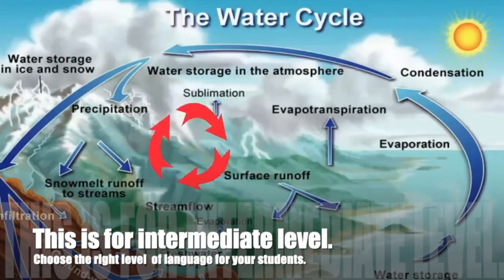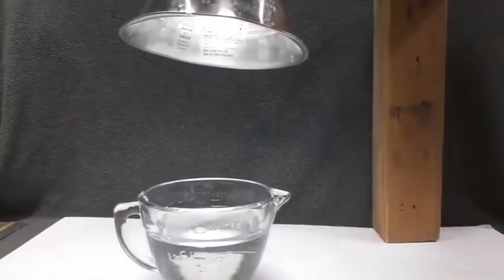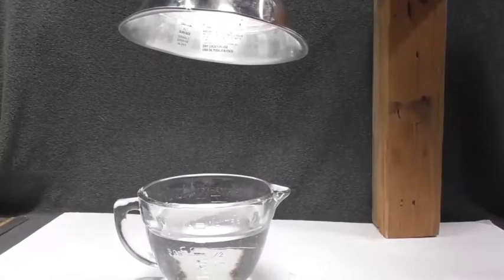In order to help you understand and remember the hydrologic cycle, also called the water cycle, I will show you a quick demo of water and the heat from the lamp. Evaporation is occurring. The problem is you can't see the evaporation.